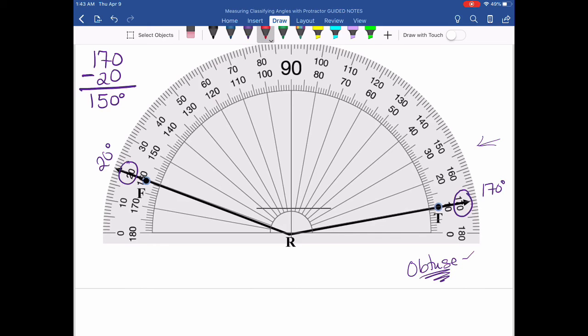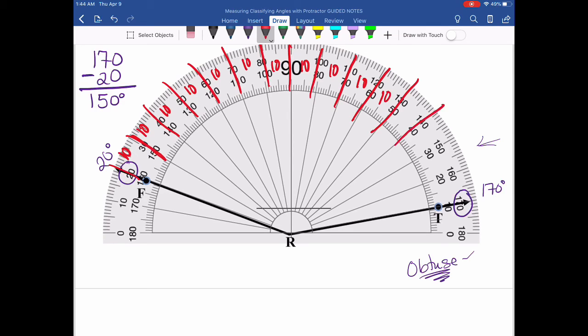And we could prove that by, again, going by tens. Right here, that's 10 degrees. Here's 20, 30, 40, 50, 60, 70, 80, 90, 100, 110, 120, 130, 140, and 150. This angle right here opens at a 150 degree angle, which makes sense with the numbers that we got.